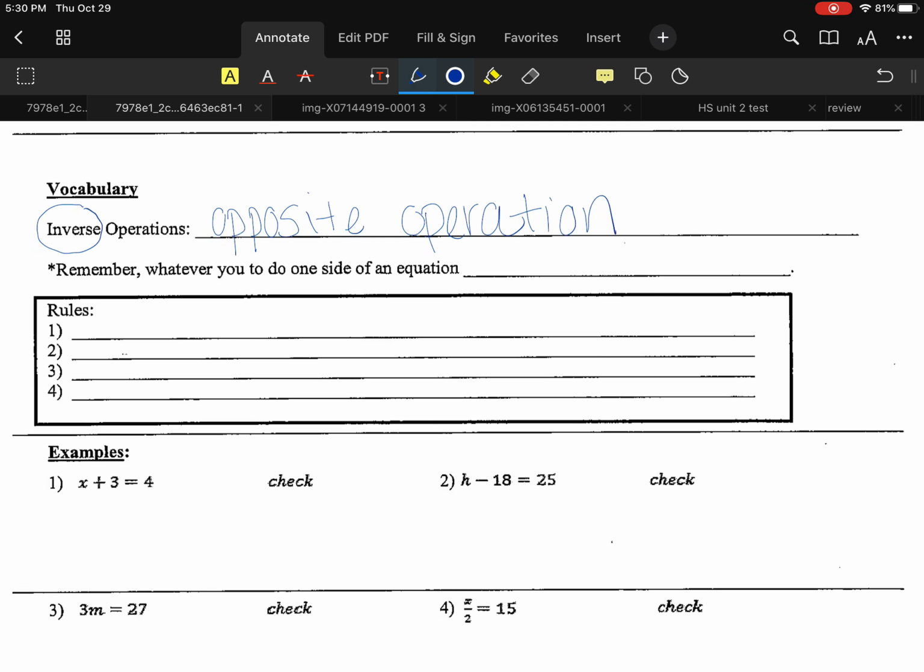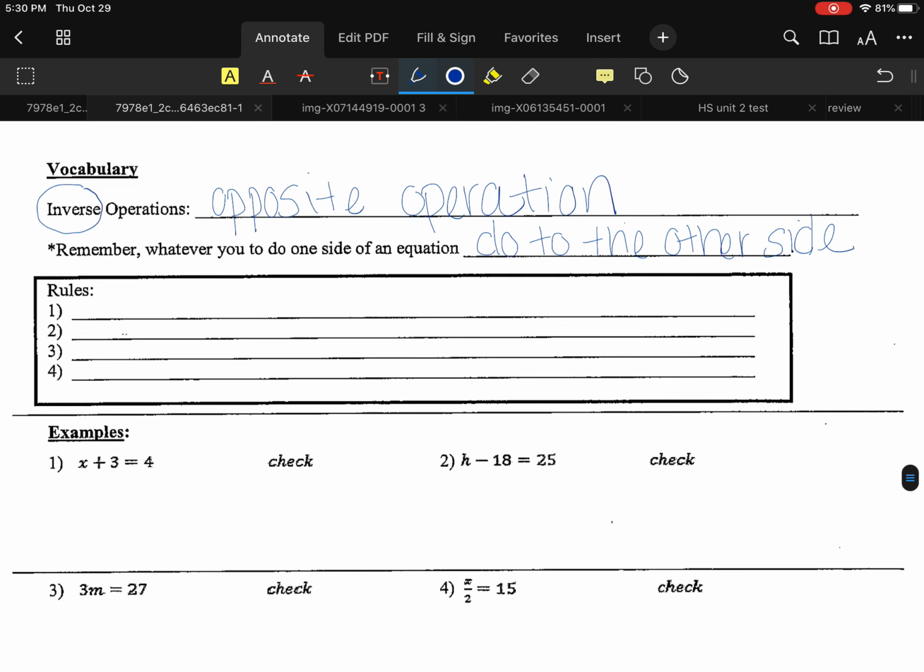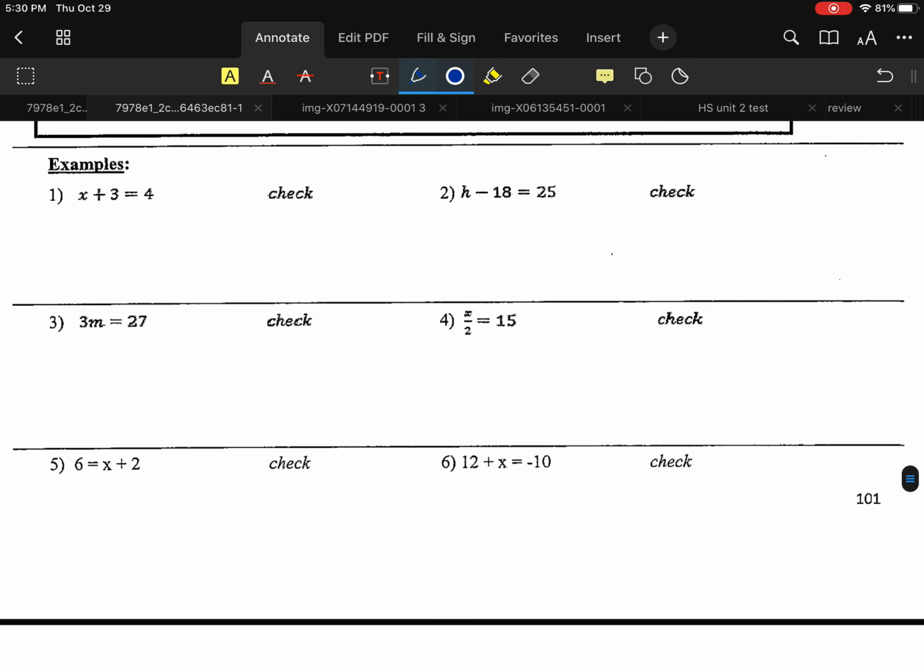And remember, whatever you do to one side of the equation, you must do to the other side. You have to keep a balance. You don't want to change the problem. We just want to move terms from one side to the other. I'll fill in the rules as the problems get a bit longer.